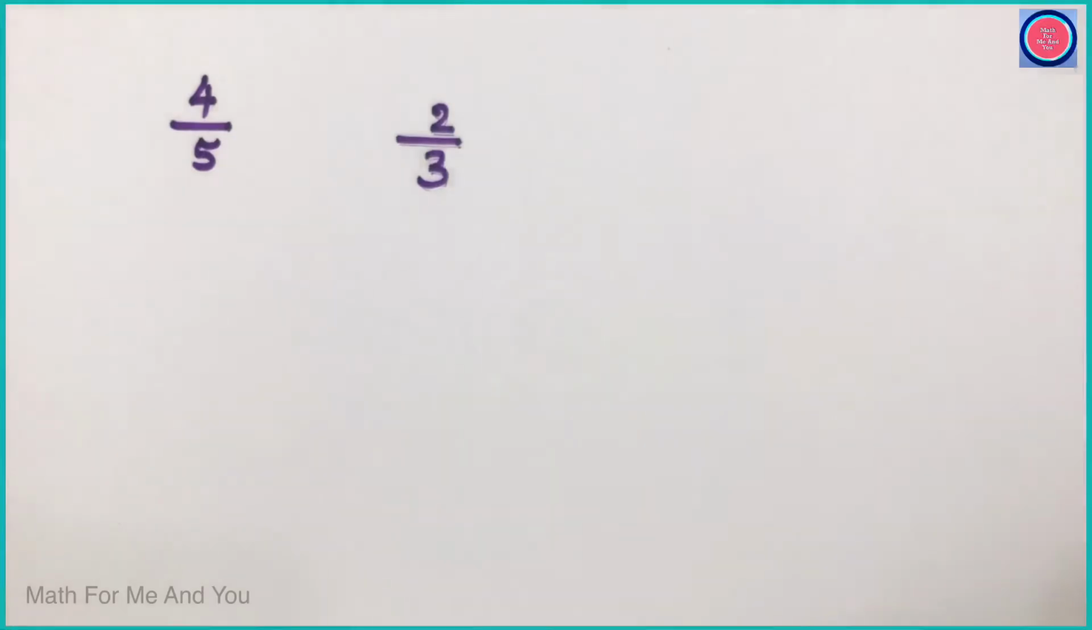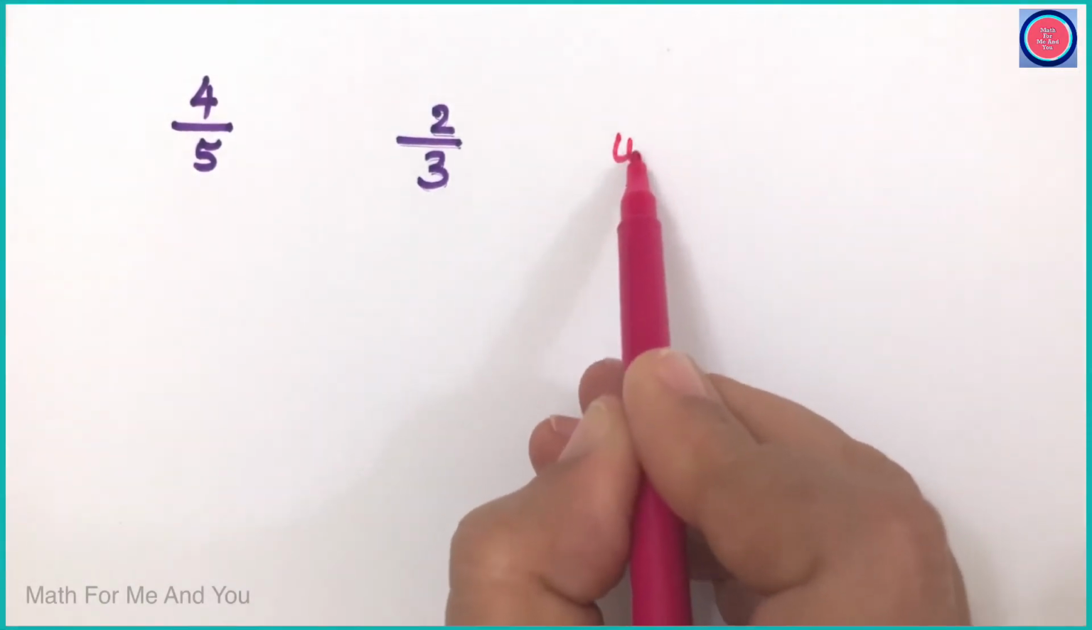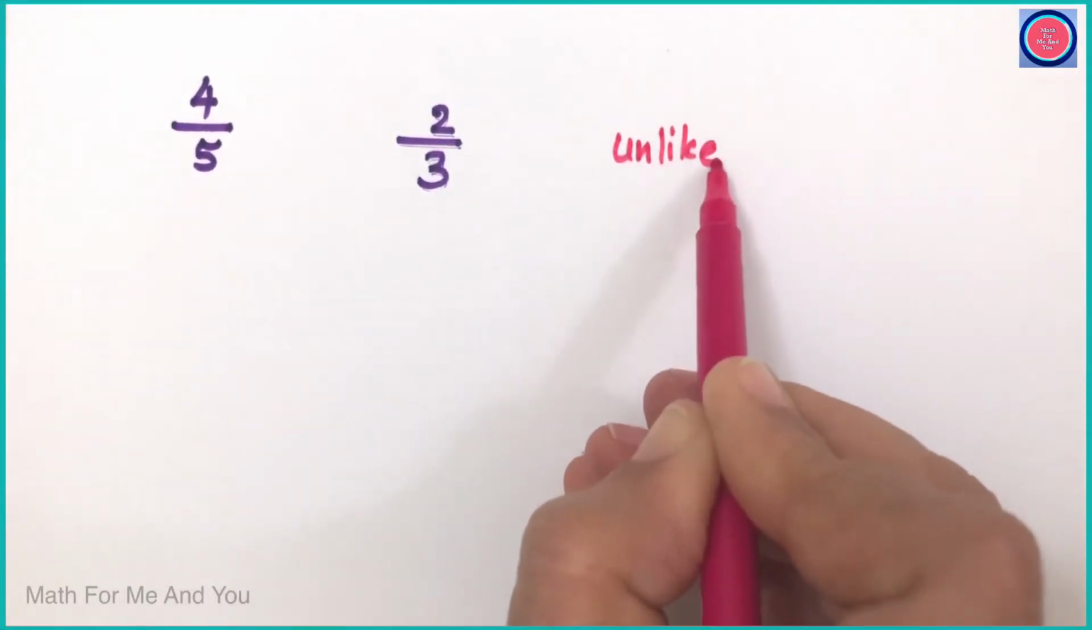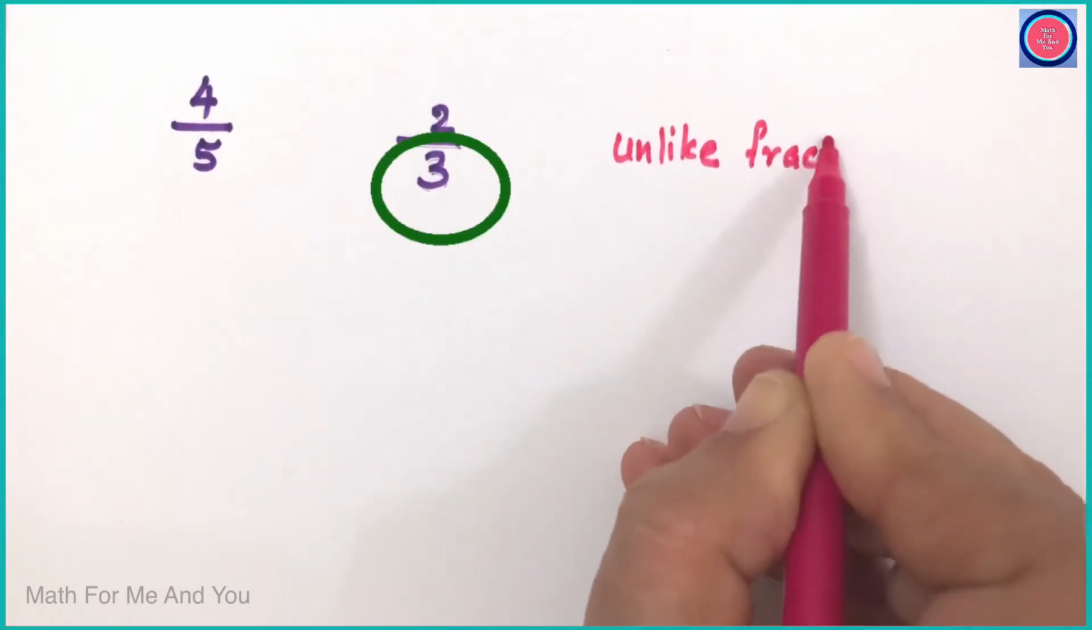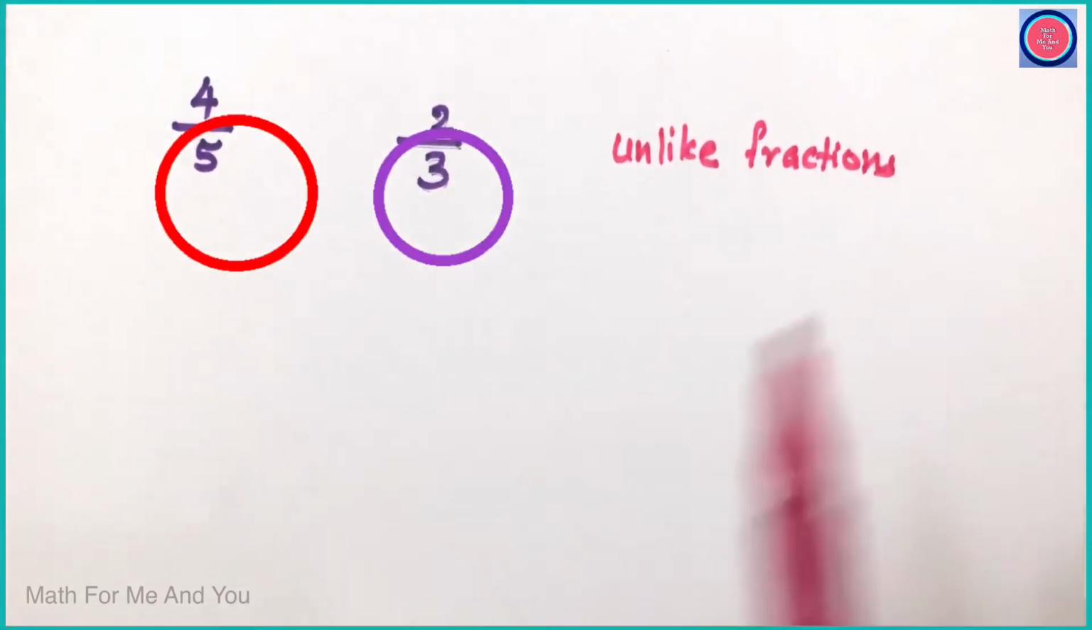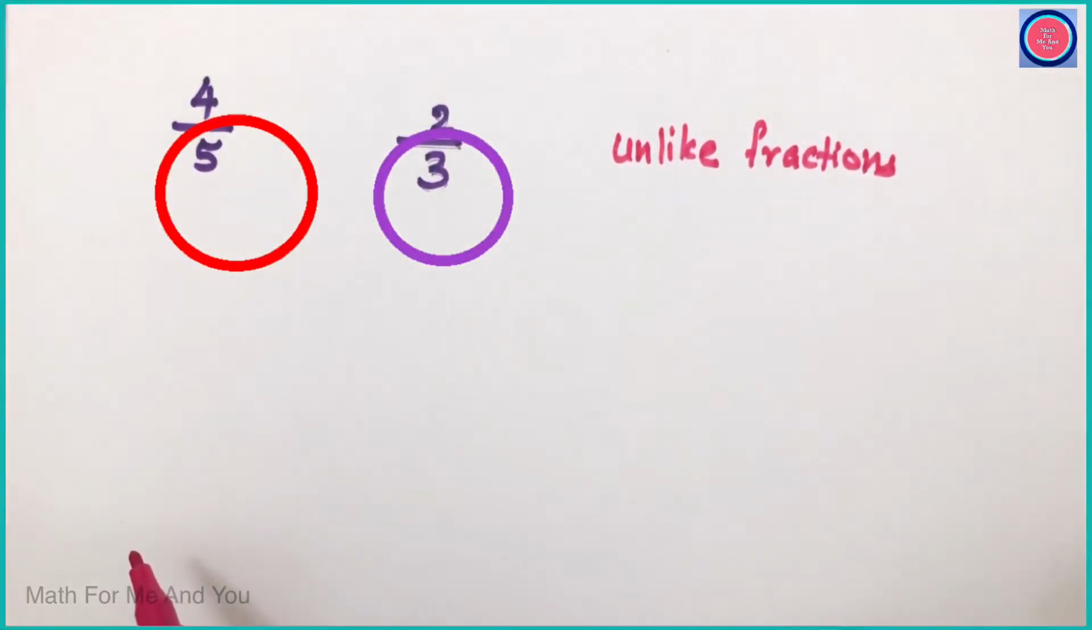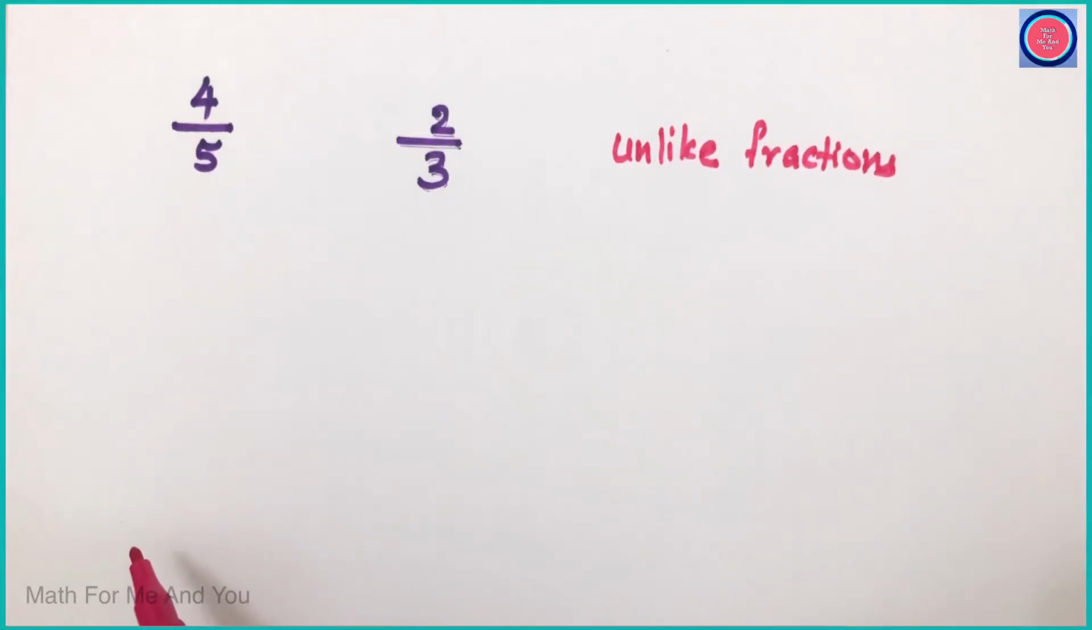See the next two fractions, 4 over 5 and 2 over 3. Their denominators are also different. They are also unlike fractions. We can write that. And the small number 3 and the large number 5. Can we change 3 to 5, or is 5 a multiple of 3? No. So this is a different type of question.